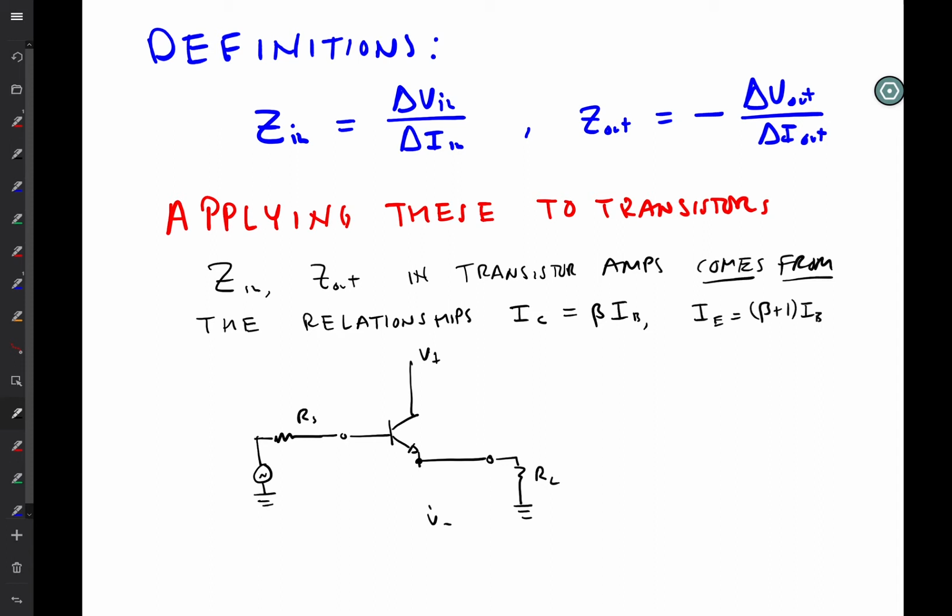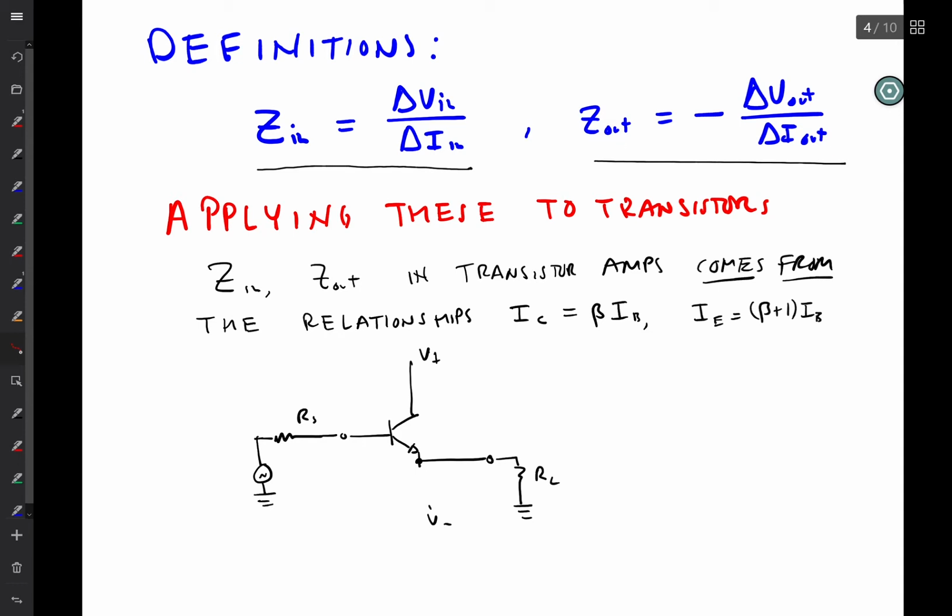To remind you, we're assuming that Zin is given by this operation and Zout is given by this operation. That is, we find some Vin and we change it and we look at the responding Iin to get Zin, or we apply some change in the output voltage and we get a change in the output current to establish Zout.